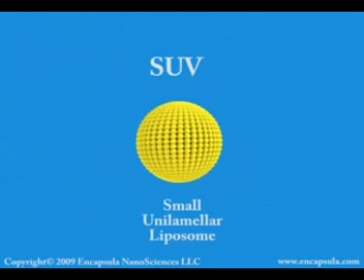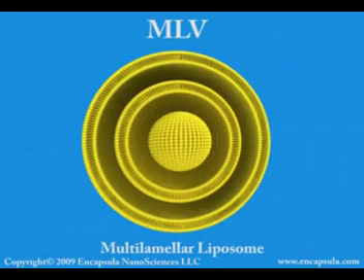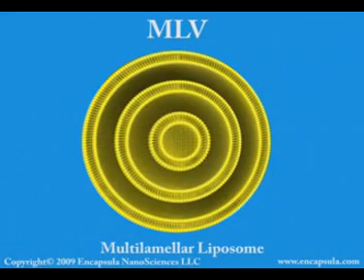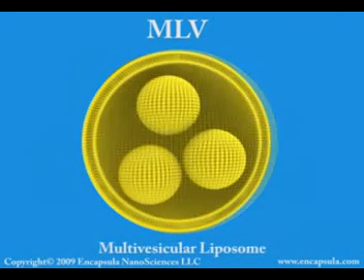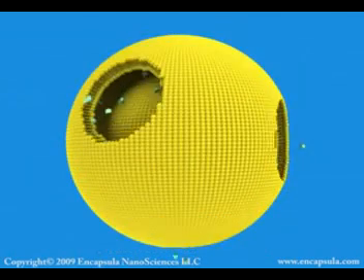SUVs range from 30 to 70 nanometers in diameter, while MLVs can be several microns in diameter. LUVs, or large unilamellar vesicles, range from 70 to 120 nanometers in diameter.